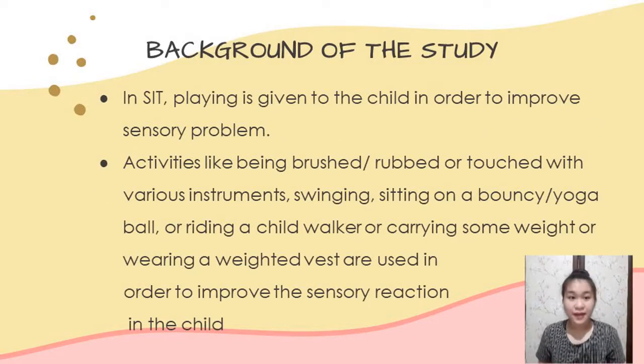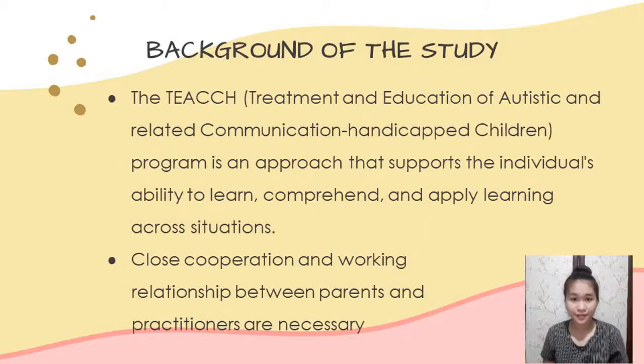In SIT, play is given to the children in order to improve sensory problems. They also give different activities like being brushed, rubbed, or touched with various instruments, swinging, sitting on a bouncy or yoga ball, riding a child walker, carrying some weight, or wearing a weighted vest, in order to improve the sensory reaction in the child.